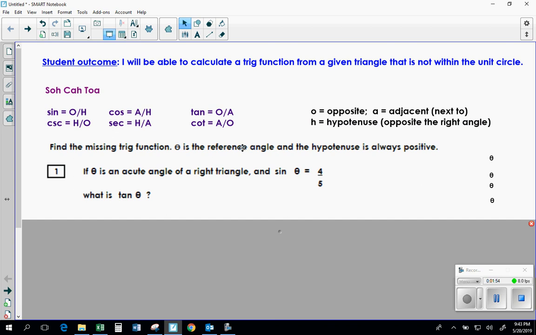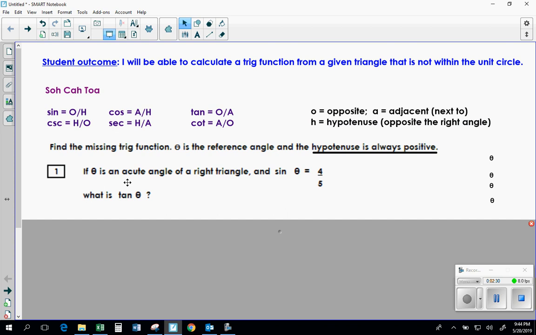It says find the missing trig function. Theta is the reference angle, and the hypotenuse is always positive. Remember that the hypotenuse is always positive. Whether one of these signs is negative or not, that sign must be moved up to the numerator. If this is the hypotenuse, it's a sine here. We know sine is opposite over hypotenuse, so the denominator would be the hypotenuse. If they put a negative down here, it would have to get moved up here because the hypotenuse is always positive. We'll see that in example 4, where we have one of these as negative. So that's just another reminder as well.